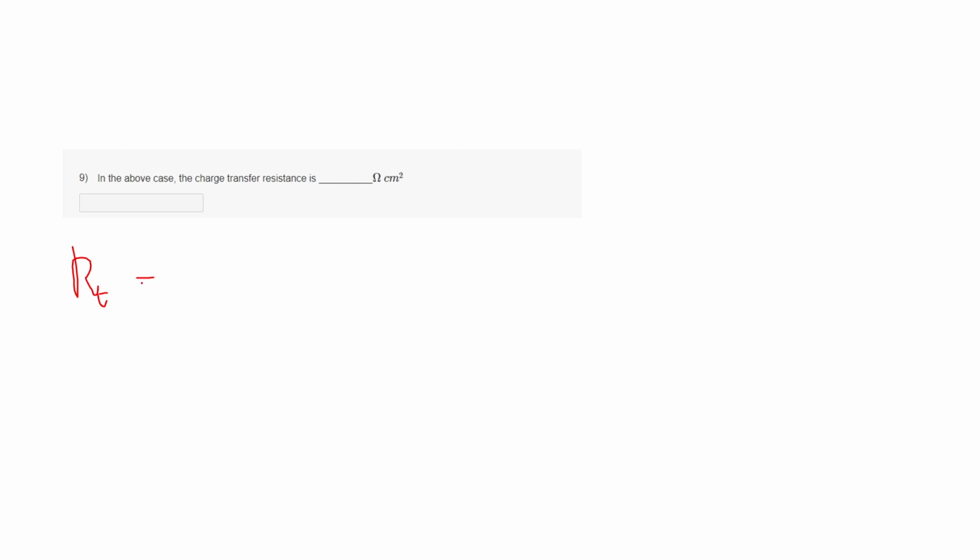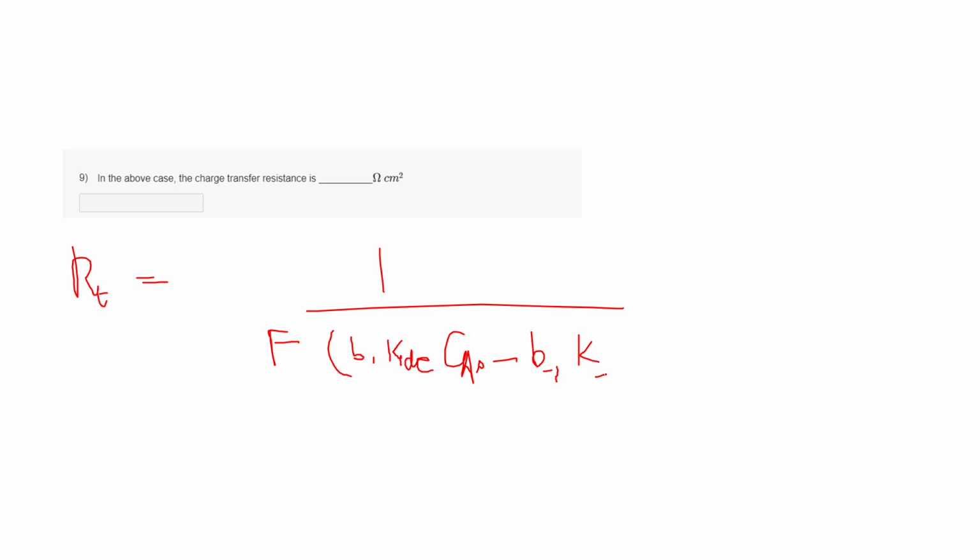So what is the charge transfer resistance formula? It's 1 by. Could you please try doing this?